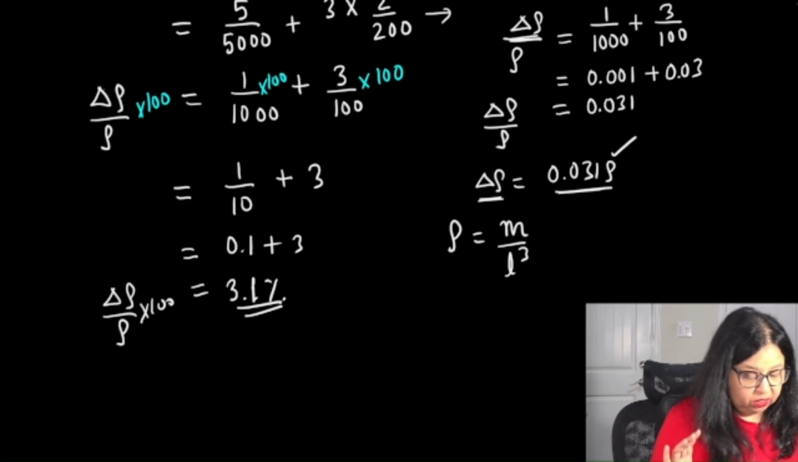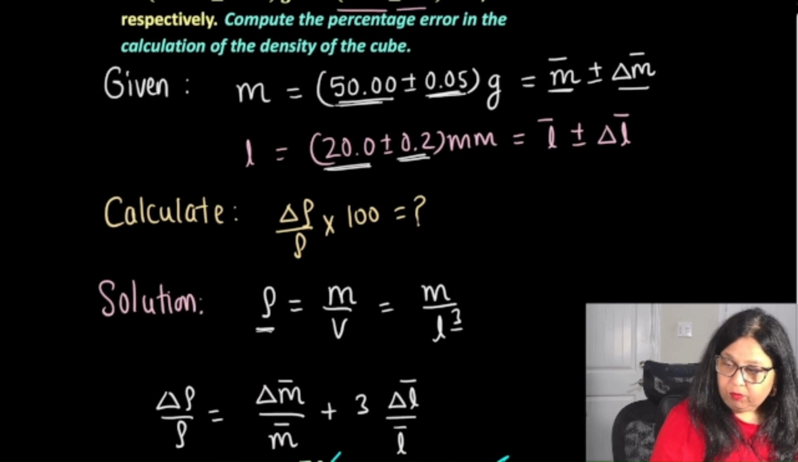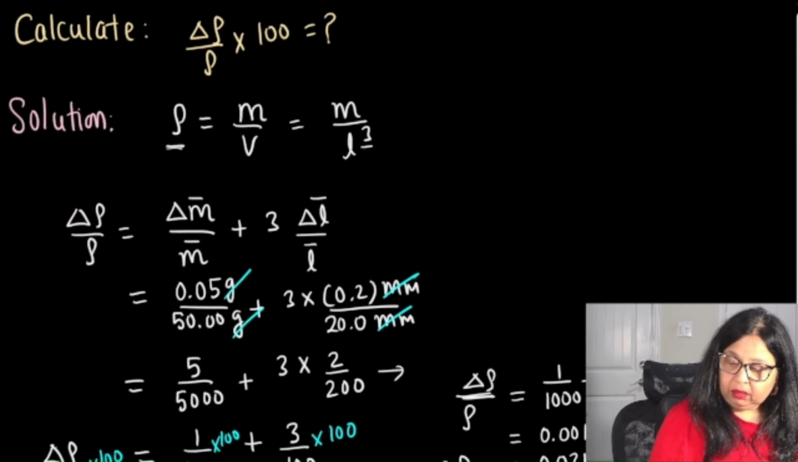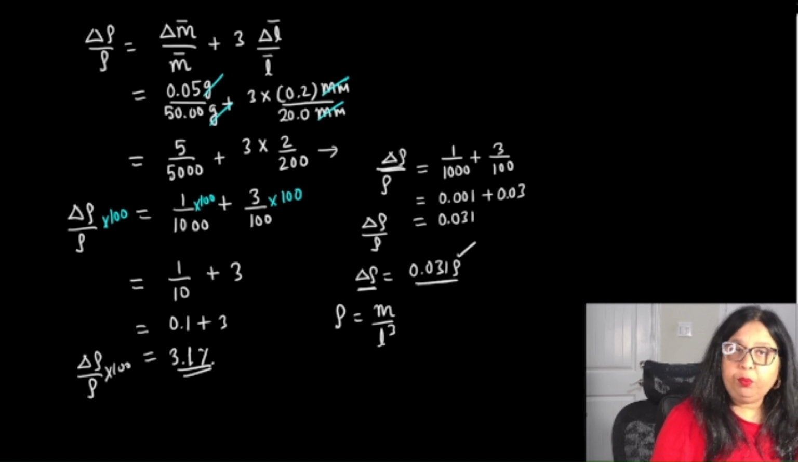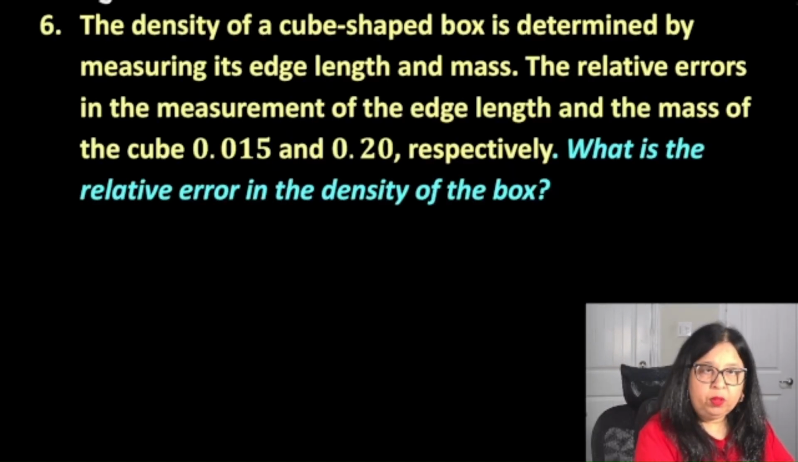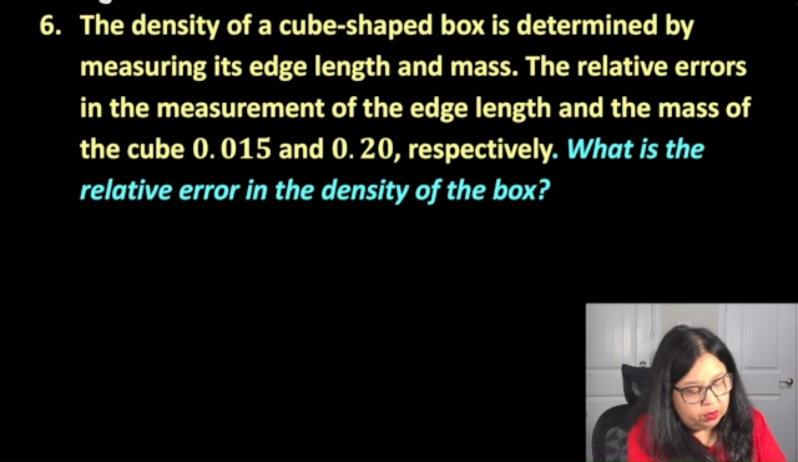Alright, so this was our problem number 5. Again, simple but an important problem. Problem number 6. Again, this problem is based on applying the rules of propagation of error to the density of a cubic box. Let's see what we're given in the problem.